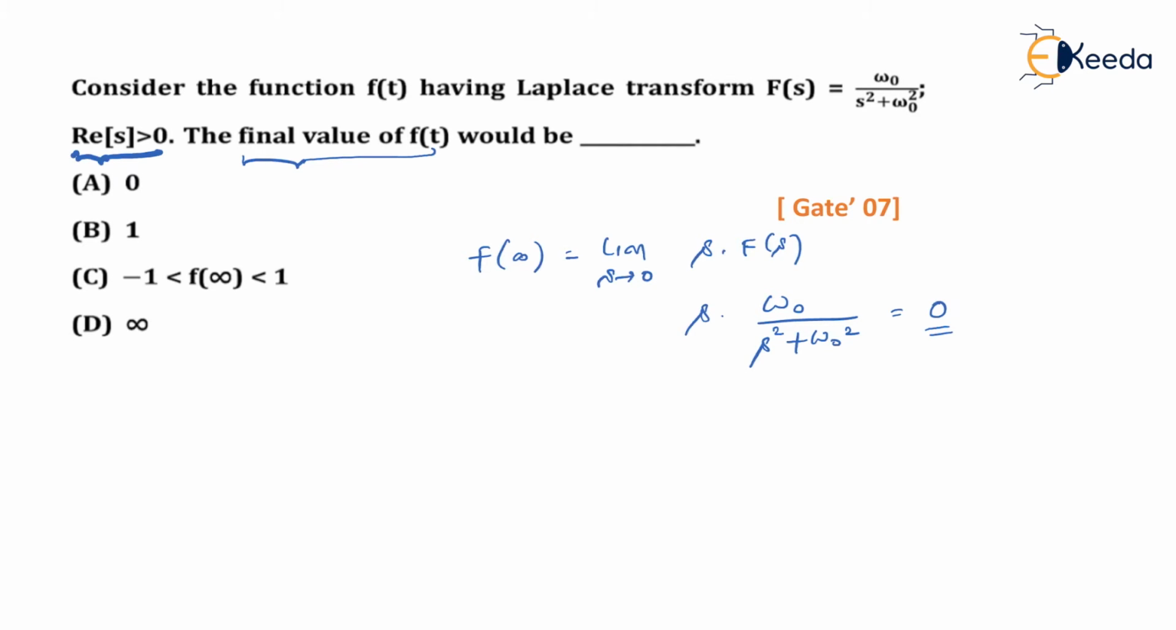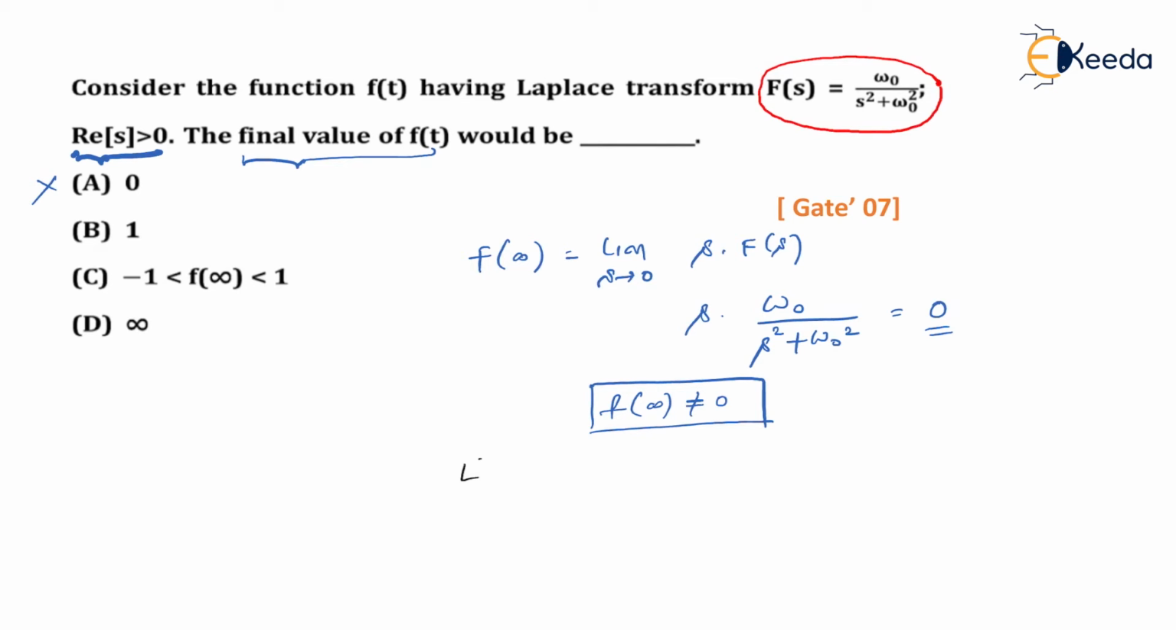And let me tell you, option A is a wrong option. F of infinity is not equal to 0. Or we would say that we cannot be so sure that f of infinity can be 0. Why? I'll tell you. By observation, look at this F of s. You should understand that when F of s is omega upon s square plus omega square, its inverse Laplace is nothing but sine of omega naught t.